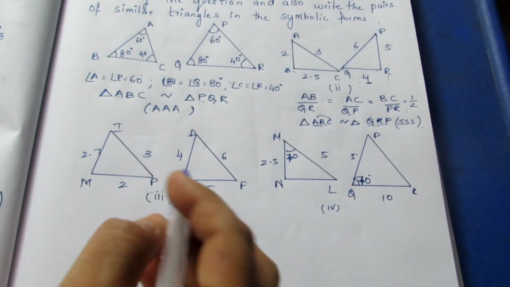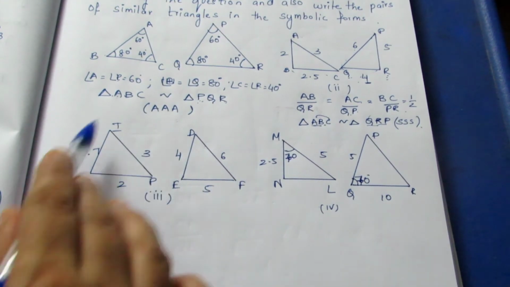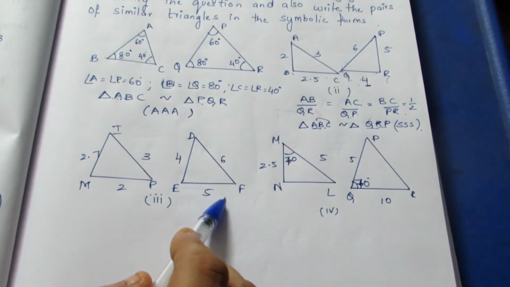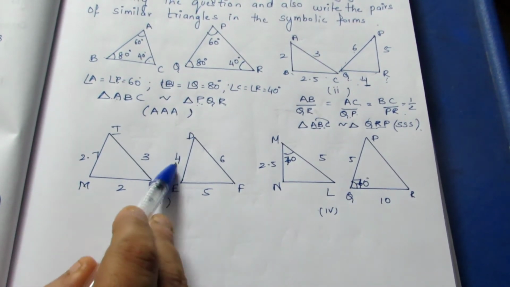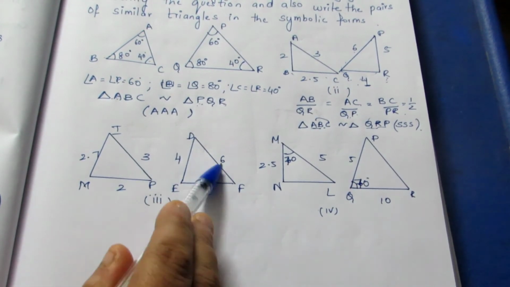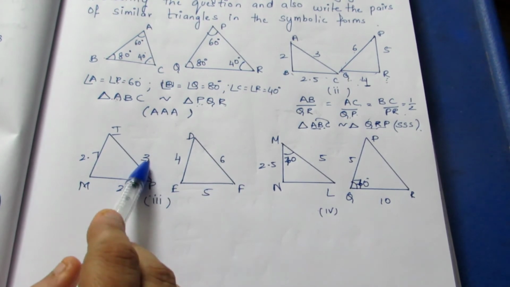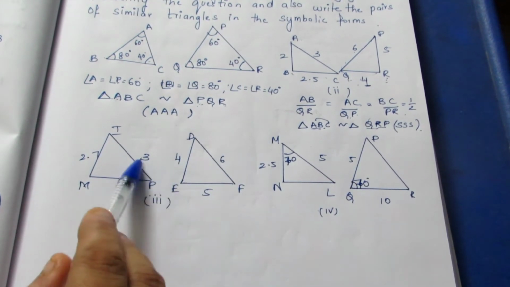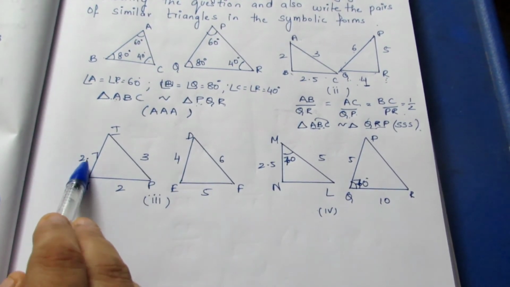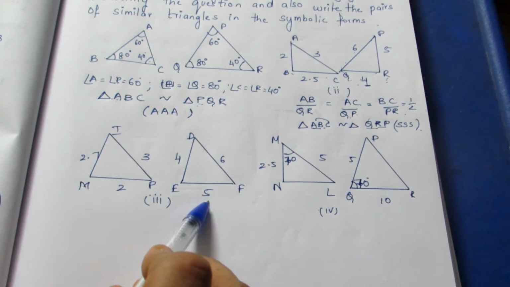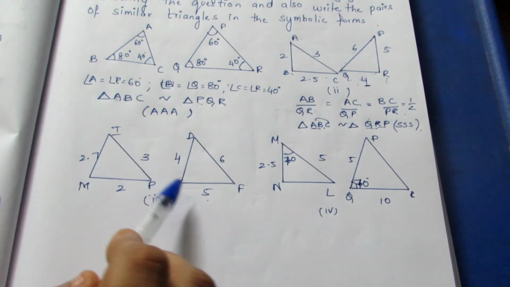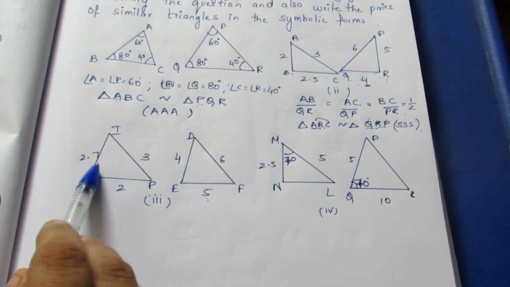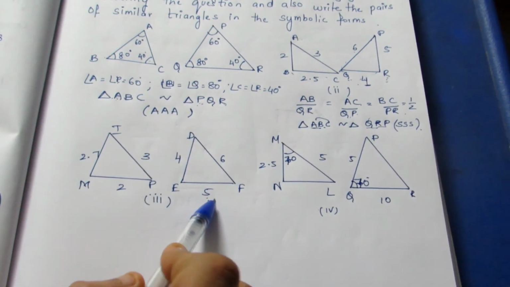In the third one it is the same thing. All the sides are given. Let me check. 2 2s are 4. Yes, it is 4 here. Even 2 3s are 6 is coming. Here 3 2s are 6. So 2 2s are 4, 3 2s are 6. Yes, it's right. Here it is 2.7, and 2.7 into 2 is not 5. 2.5 into 2 is 5. Here it is 2.7. Here it's 5. So it is not similar.